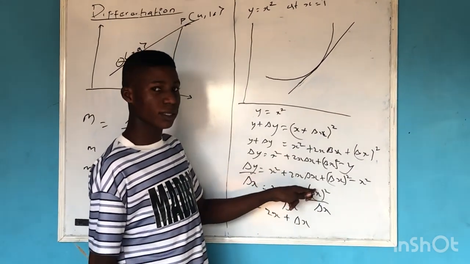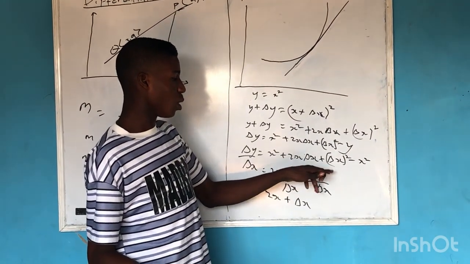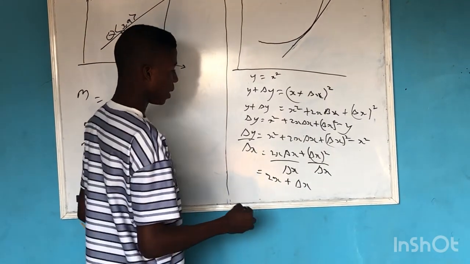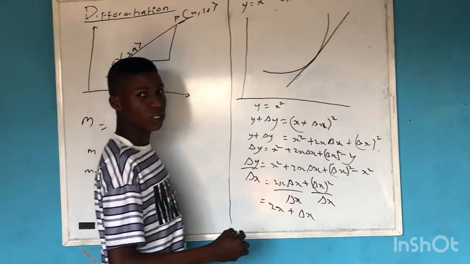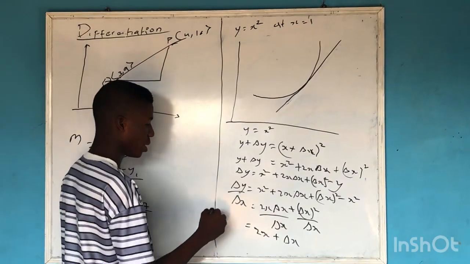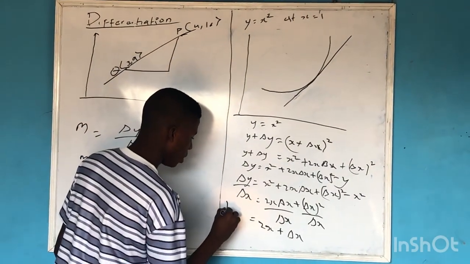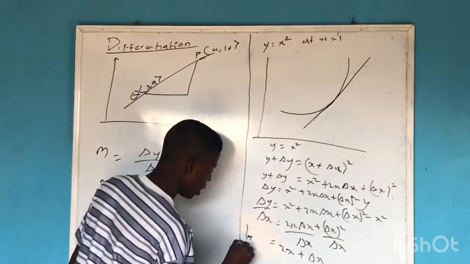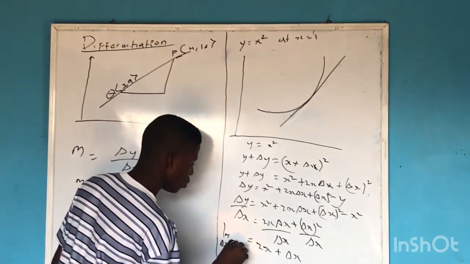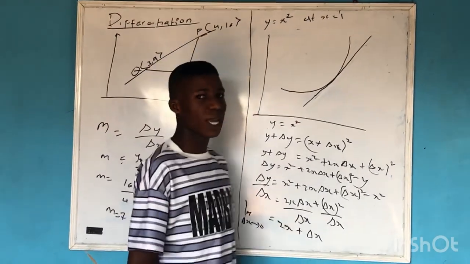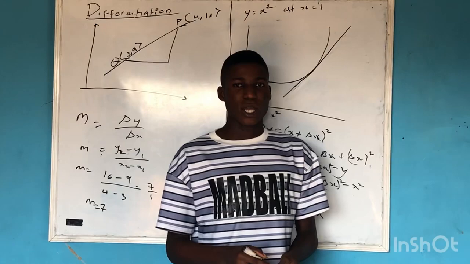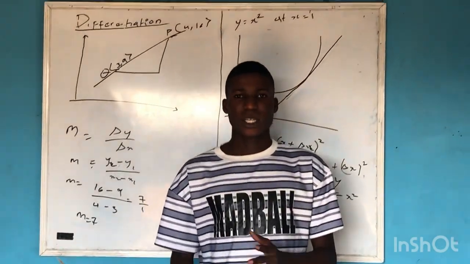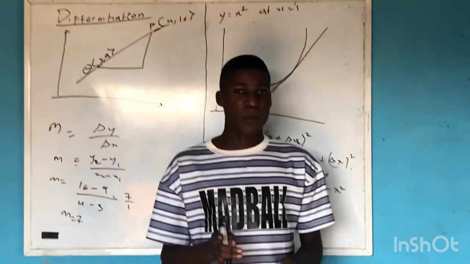If I cancel one out of this increment in x, it will remain only one. Then we'll take the limit of this function when our increment in x approaches 0. But when I say something approaches 0, it's not exactly at 0. It's just approaching the 0 point.